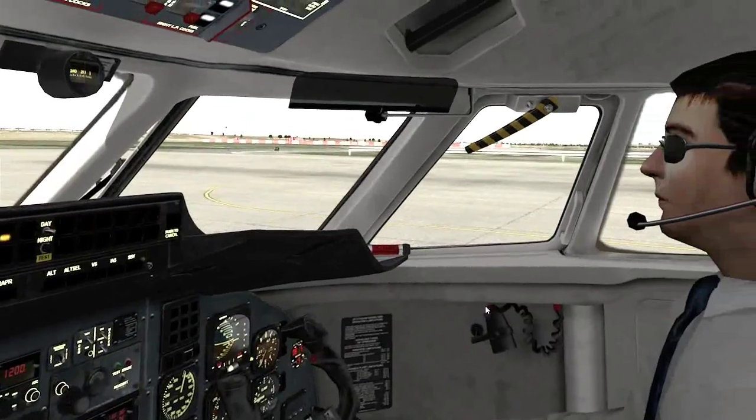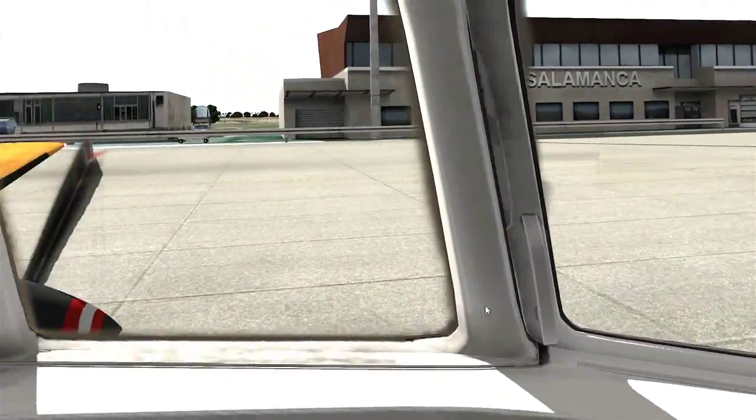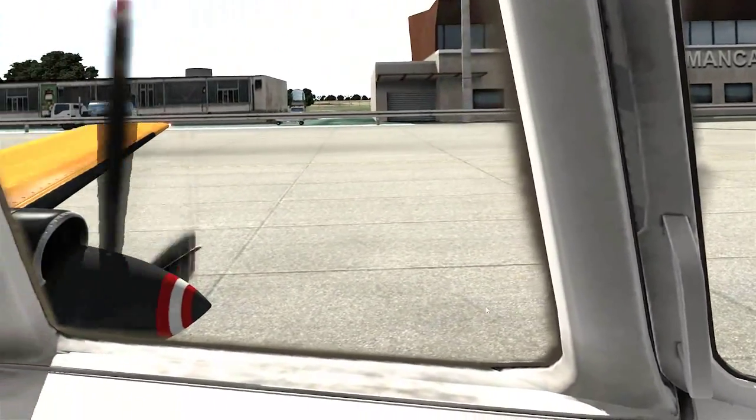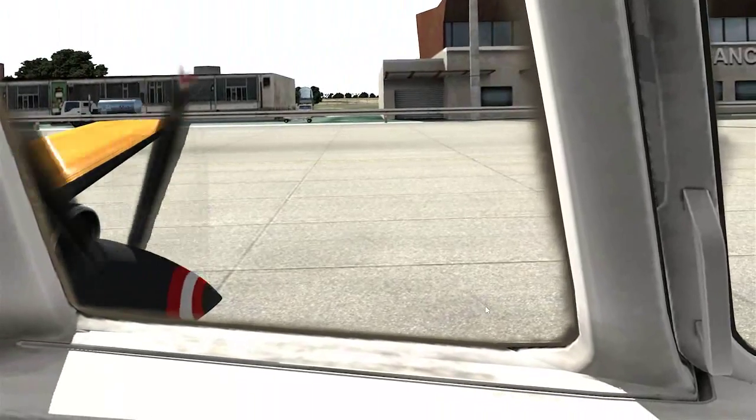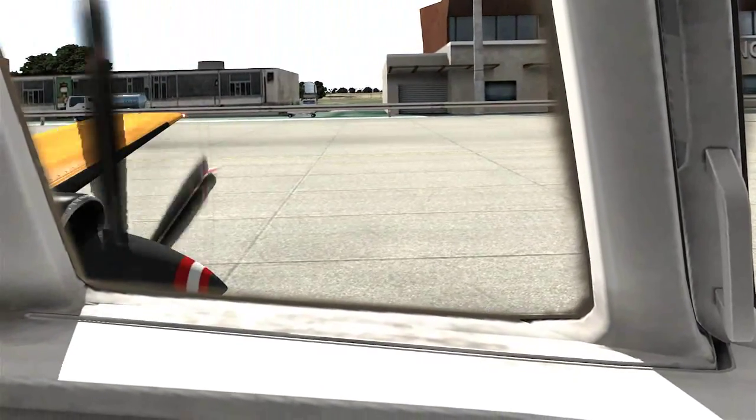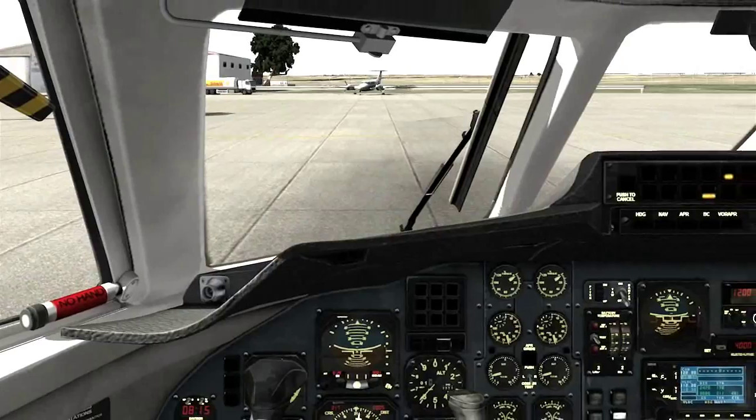And this is the introduction to starting the engines. What I'm going to show you now is what usually happens when you don't start the engines properly. So see you right now.